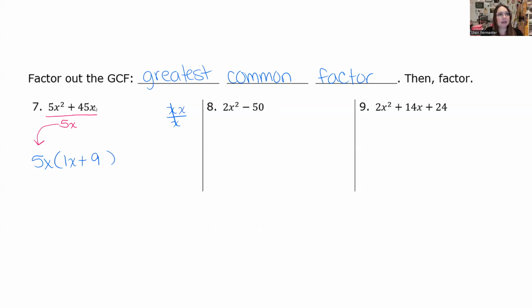And then x divided by x is just 1. So I don't write anything there because I pulled out that x. I'm dividing it out. If you wanted to check your work, you could distribute this back in.